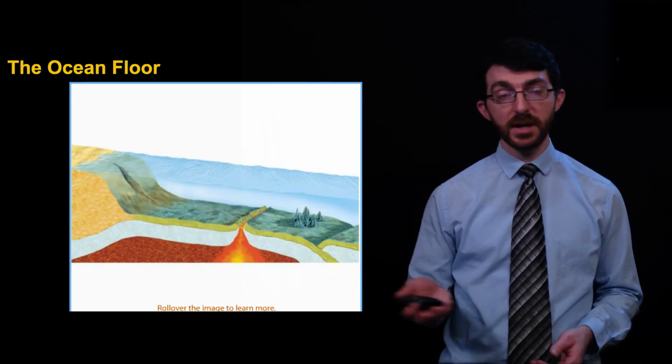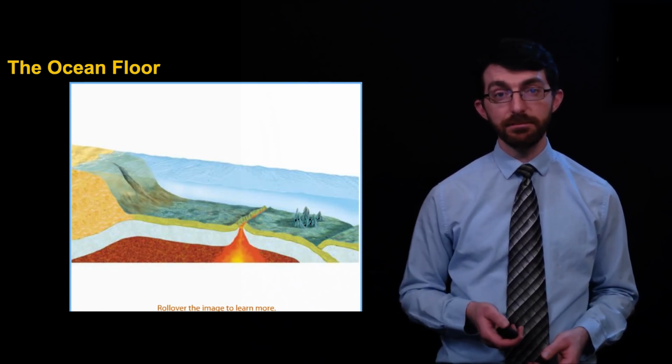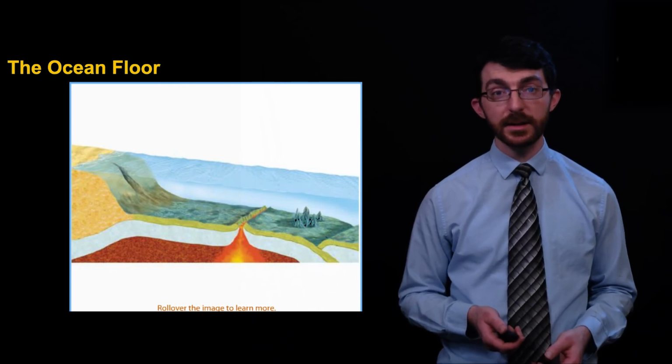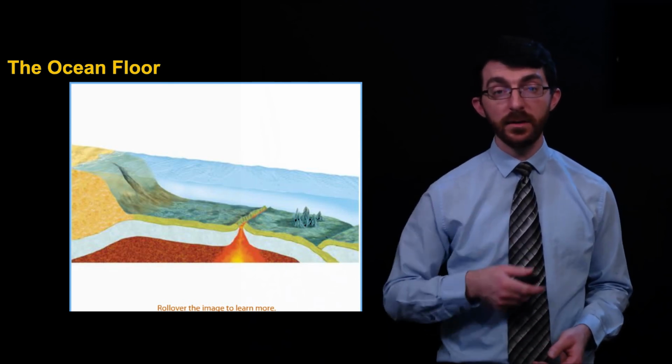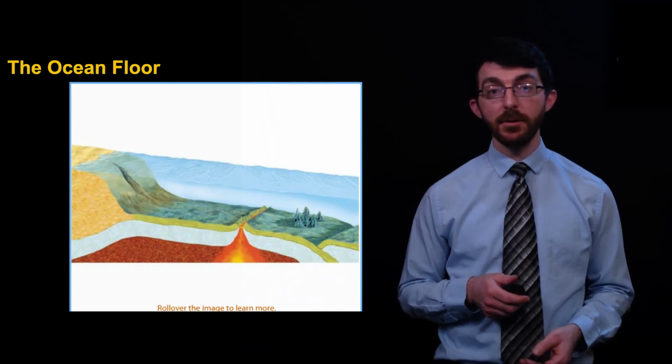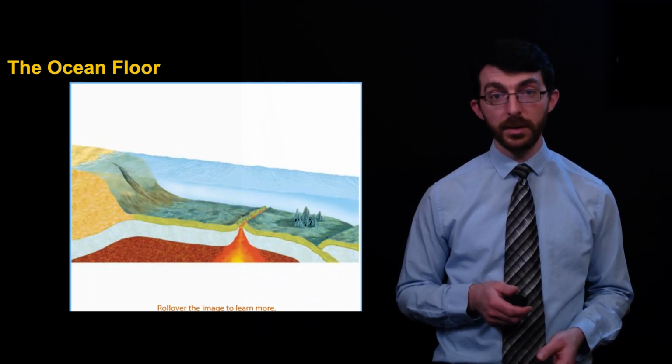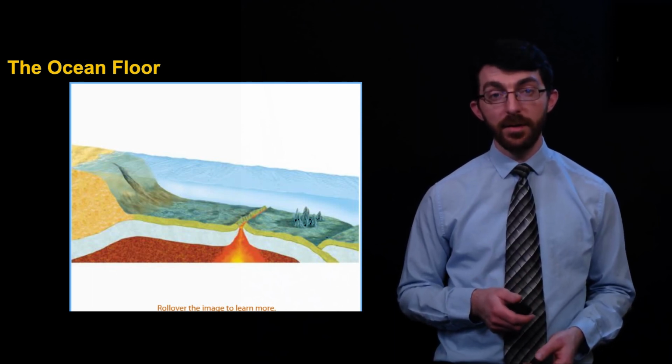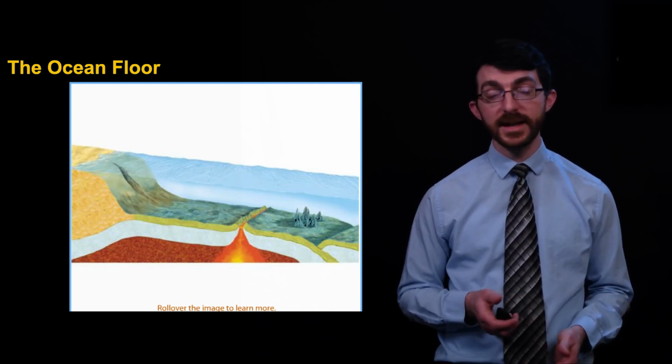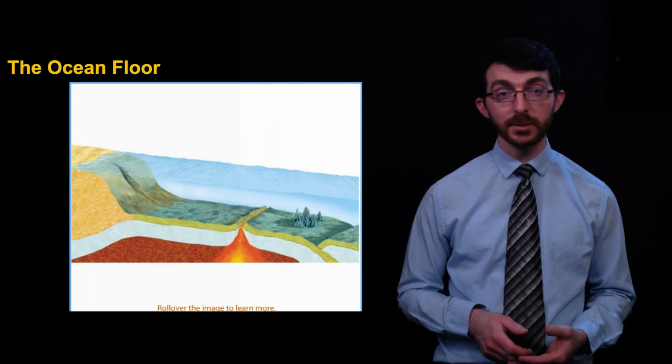This picture should show you basically the same thing that the last one did, except this one doesn't have labels, but this one does illustrate a mid-ocean ridge. You can see how the magma comes up there, and that's actually where new oceanic crust will form.